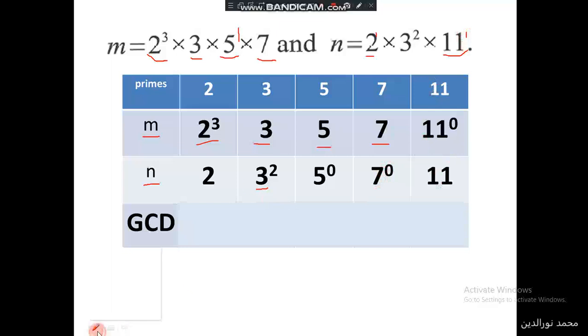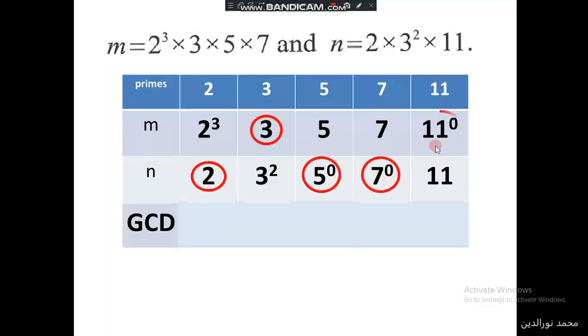Here we don't have to take into consideration which factors are common. We just take each column by itself. So look at 2 power 3 and 2. As we said before, for GCD we take the factors with the lowest power. So we take 2 to the power 1, 3, 5 power 0, 7 power 0, and 11 power 0, and we write them down.